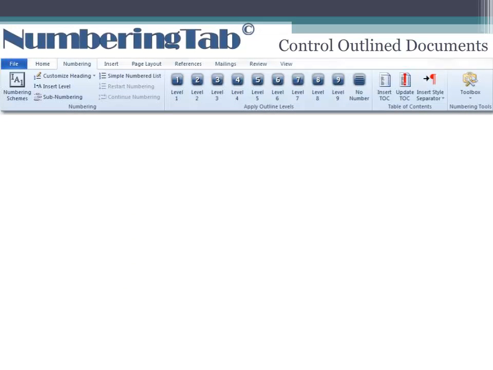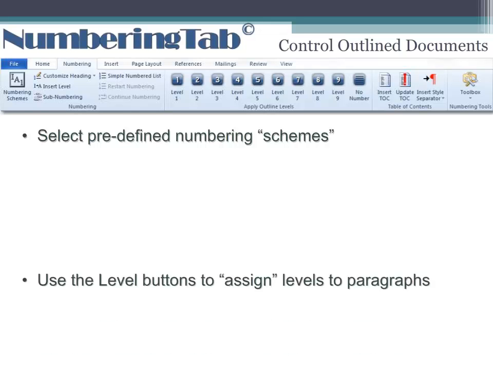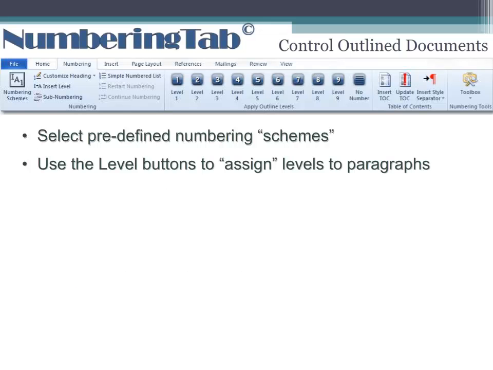The Numbering tab leverages the power of Word's native numbering ability with all the necessary tools gathered in one spot. It's basically a two-step process. First, select a predefined scheme from the available list and apply it. Second, use the level 1, 2, and 3 buttons to assign levels to paragraphs throughout your document.